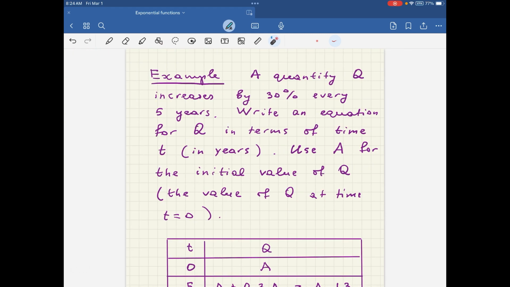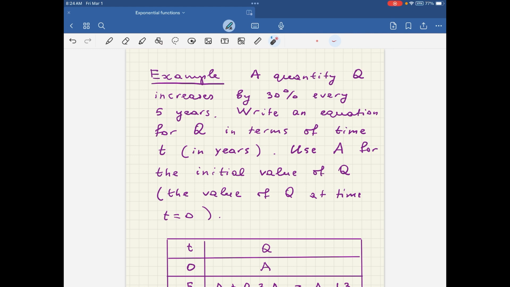In this example, a quantity Q increases by 30% every 5 years. For example, this could be the value of an investment account that pays compound interest. We are asked to write an equation for Q in terms of time t in years. The initial value of Q is capital A.